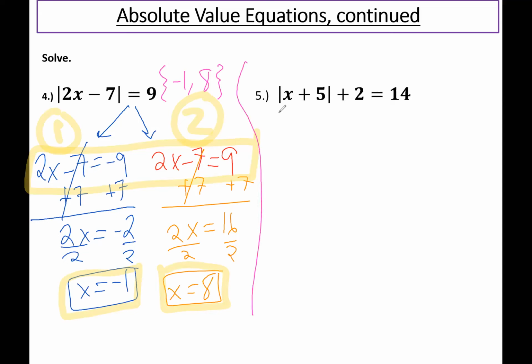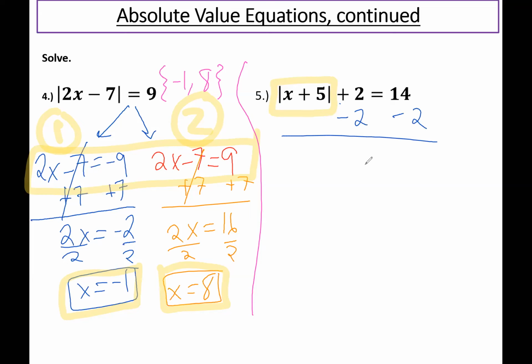This time we do need to isolate the absolute value first. That's this right here. We need to get it by itself. Okay, how are we going to do that? Well, I need to get rid of this +2. So we're going to subtract 2 on both sides. Notice I have not split up the problem yet. I am not ready to do that.